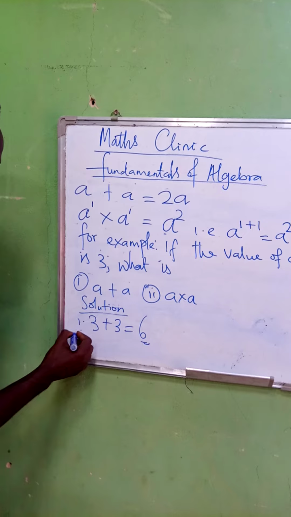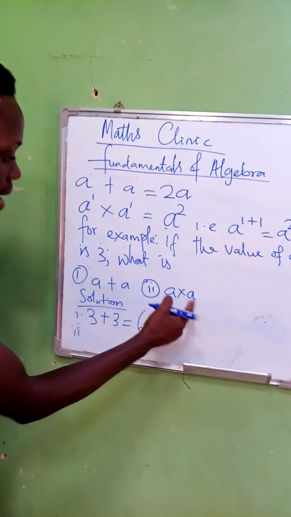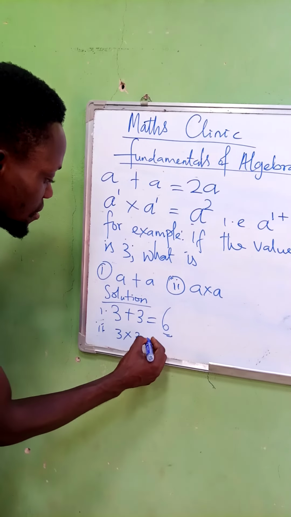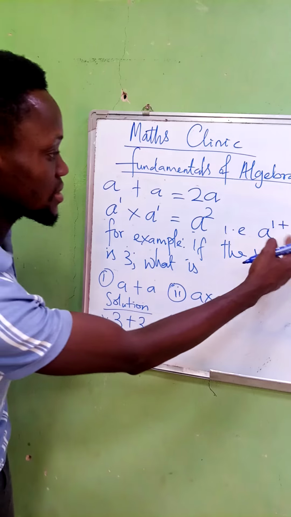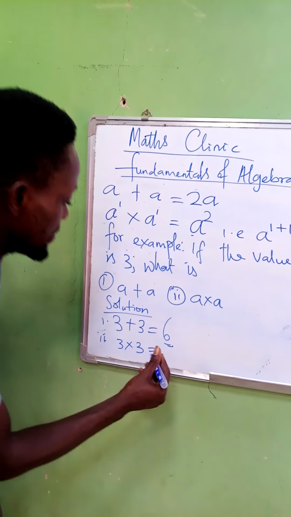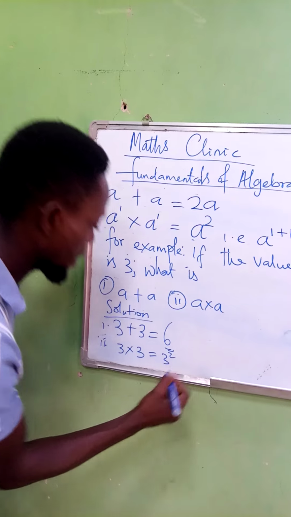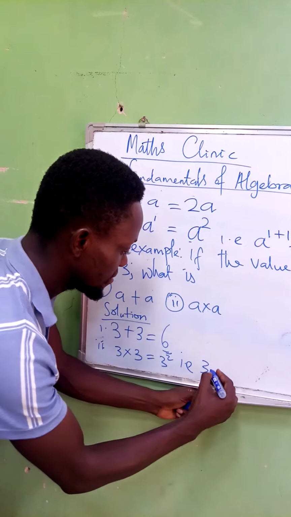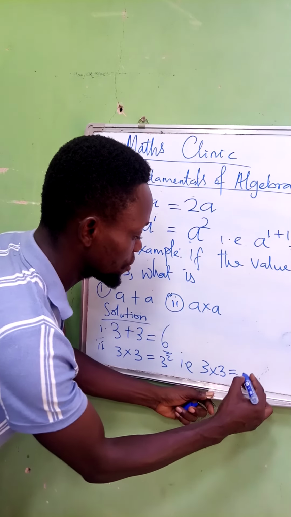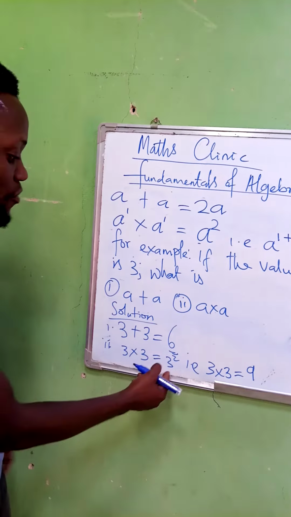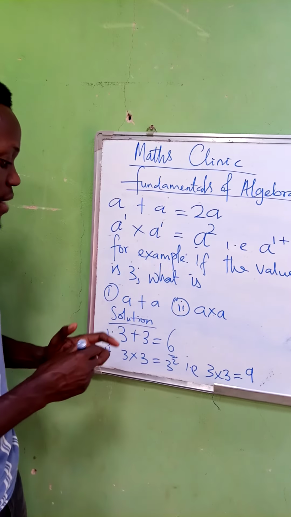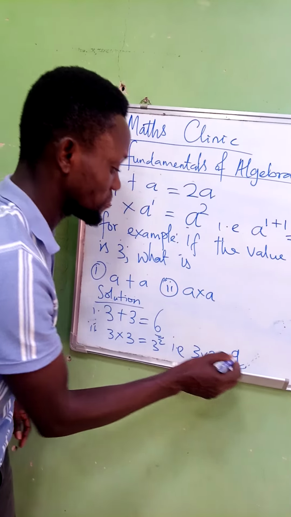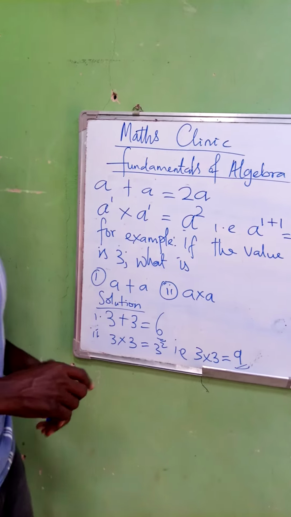Now for question number 2, a times a, meaning 3 times 3, which should actually also give you what? A squared here, meaning 3 squared, which also means 3 times 3, and that gives you 9. Now the value of 3 squared is 3 times 3. When we have 3 squared, it means 3 times 3, which is also the same thing as 9. Okay? Alright.